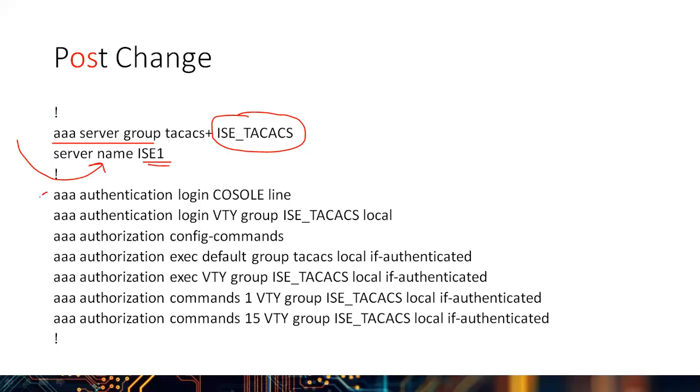Later on, provide the authentication and authorization configuration. For authentication, we give the name VTY, which points towards ISE and local. So if ISE doesn't work, the local credentials will be used to log in on the routers. And for authorization commands, later on we have to define privilege 1 to 15, use TACACS and local if authenticated.